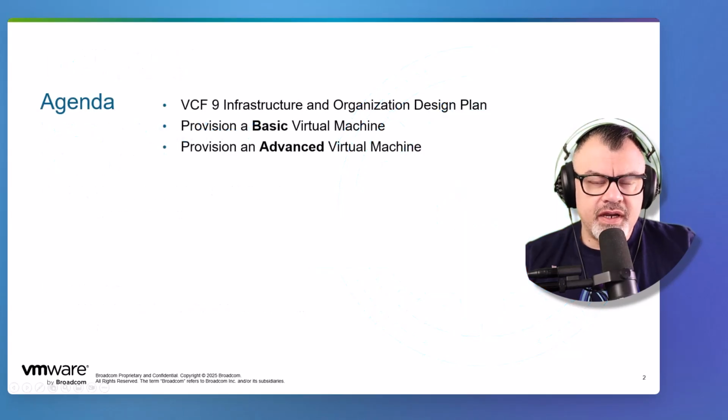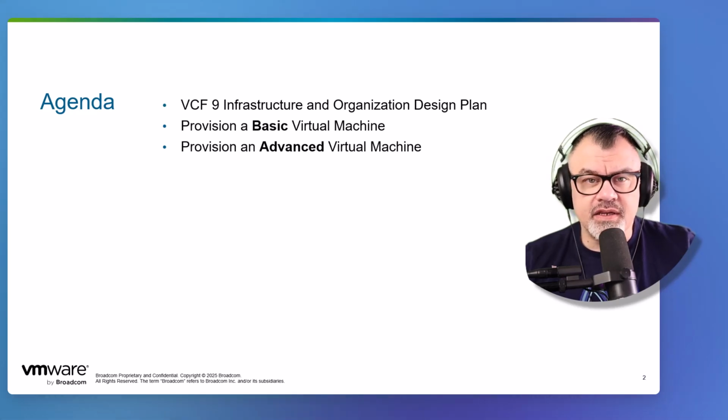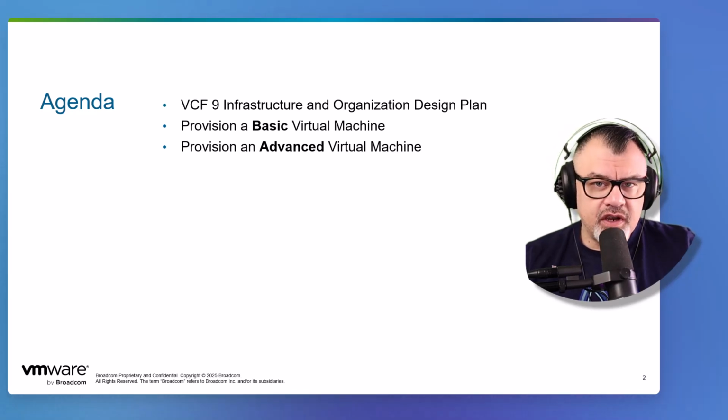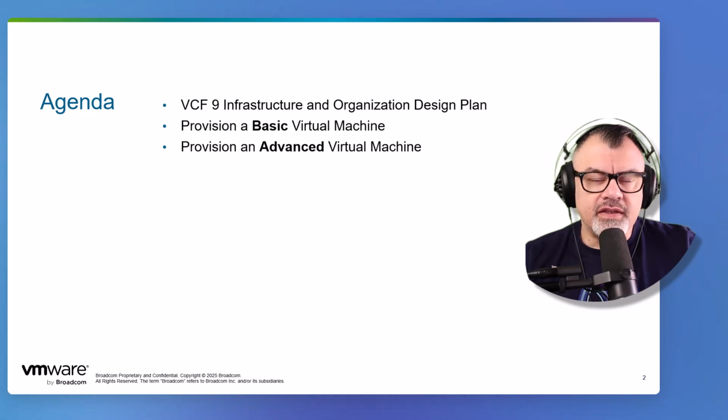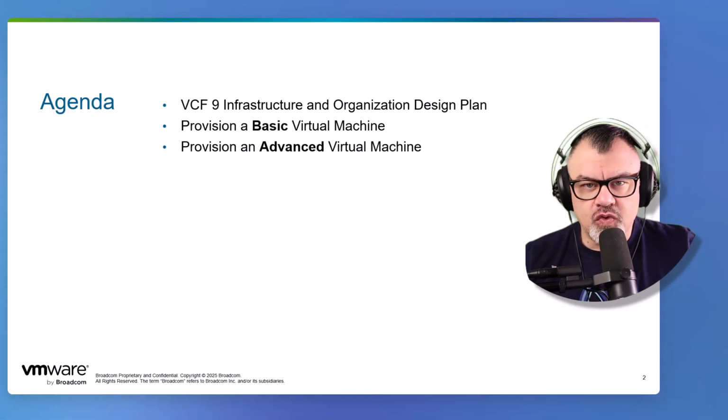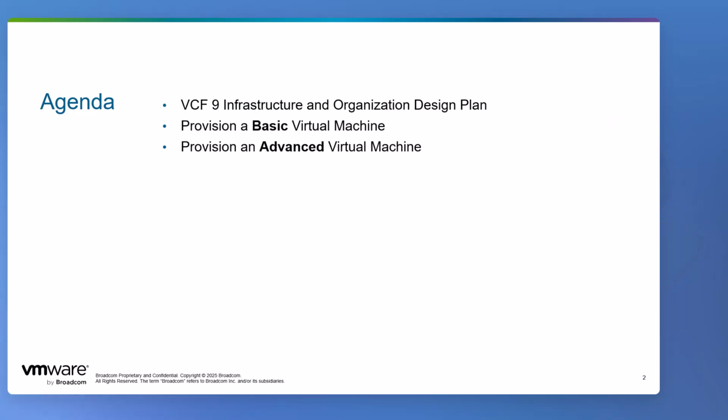We'll start first by touching on our VCF 9 infrastructure setup and the organization tenant design that we have implemented so far. Now that we have access to the infrastructure core services, such as the virtual machine service, after configuring our organization as we have seen in the previous videos, we can demo how to provision a basic virtual machine using the virtual machine service. And then we'll move on to demo provisioning a virtual machine using more of the advanced options. So let's get started and dive right in.